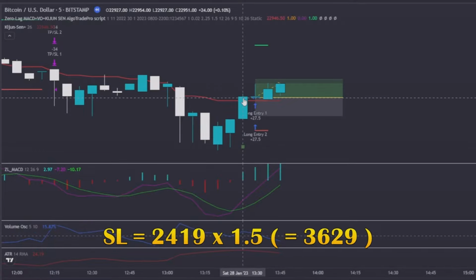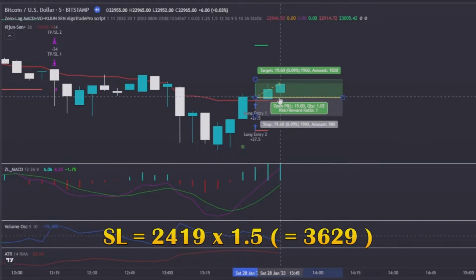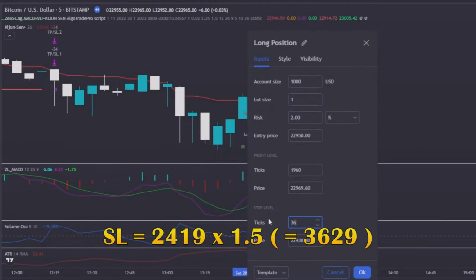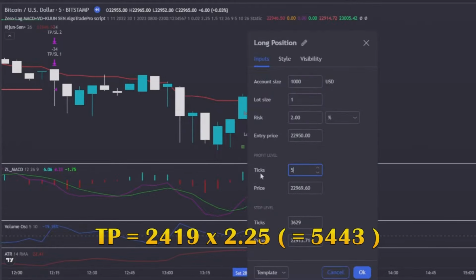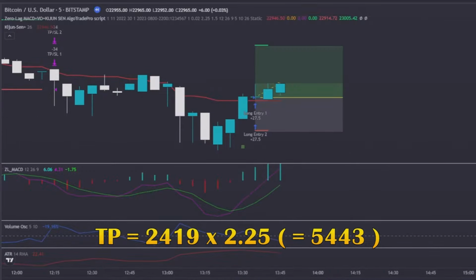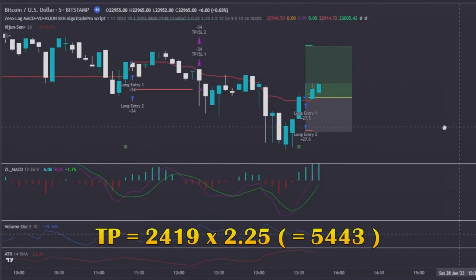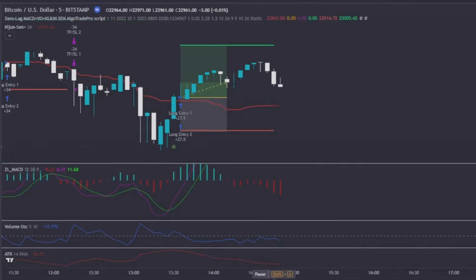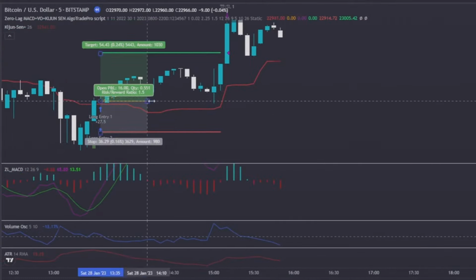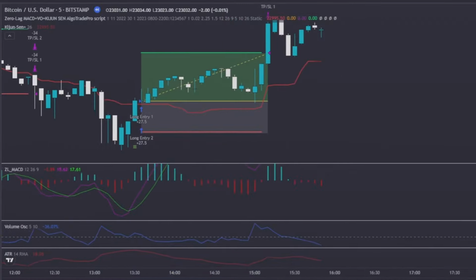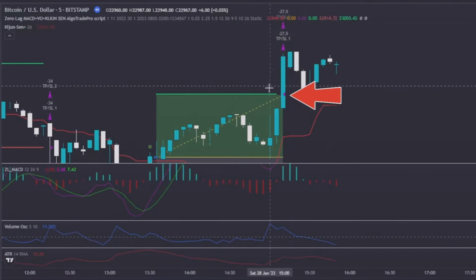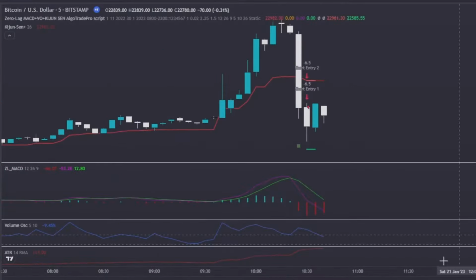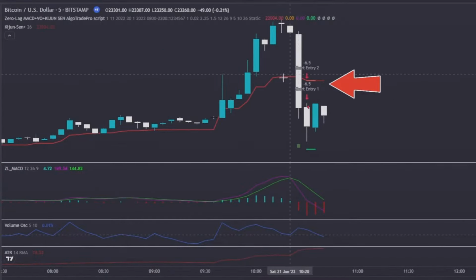So, at 1.5 times 24.19, which is 36.29. And it placed the take profit at 2.25 times 24.19, which was 54.43. So far, everything is fine. As you can see, this trade reached the take profit here, and the algo closed the trade. Perfect. Now let's see this example of a short signal.